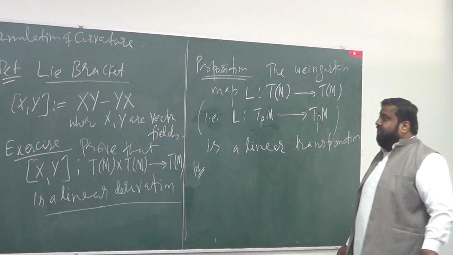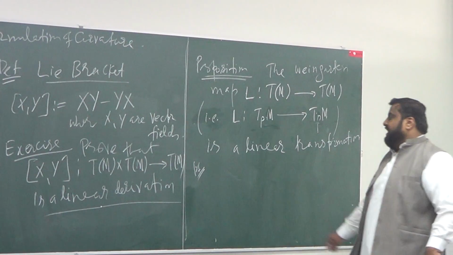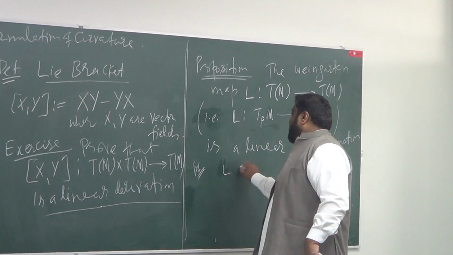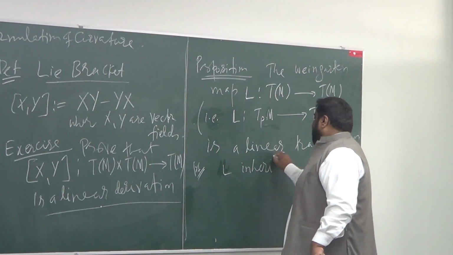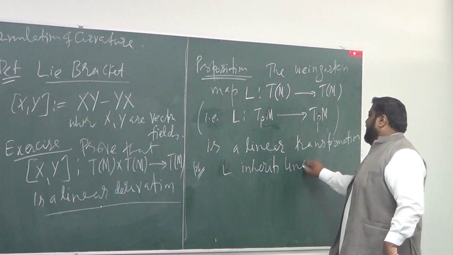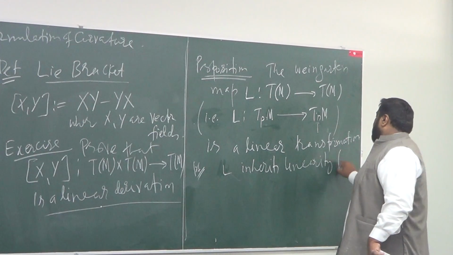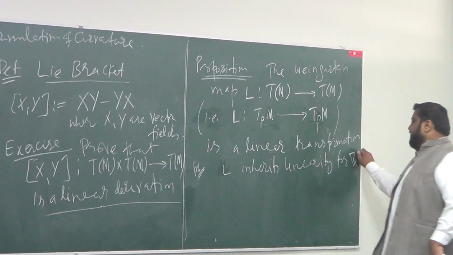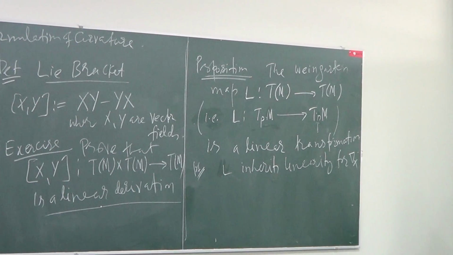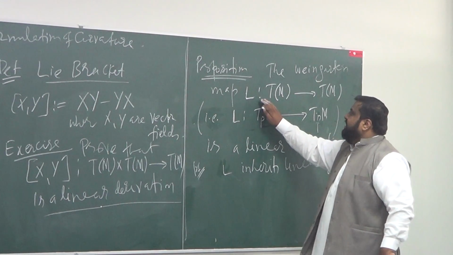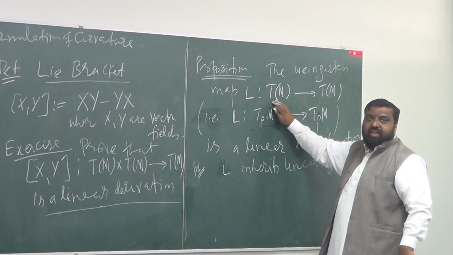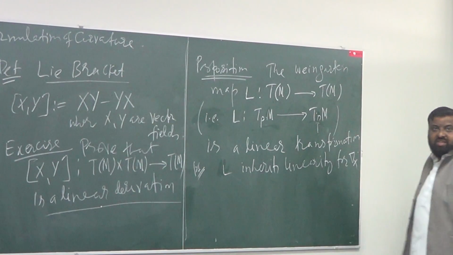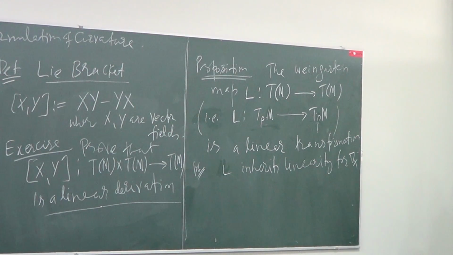So I'm not going to prove linearity. L inherits linearity from the connection, so prove it for yourself. The only thing that I would like to prove is that it indeed takes a tangent vector from here and throws it onto a tangent vector. This is what I am interested in showing.